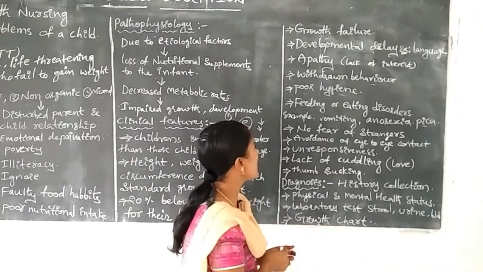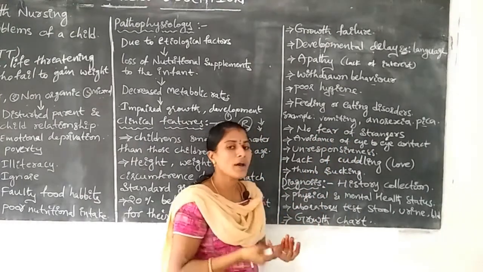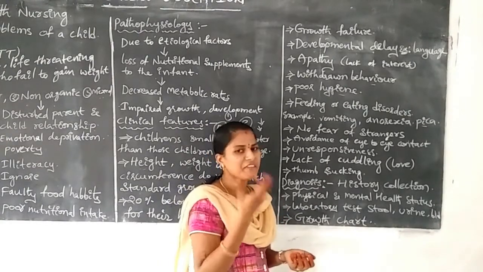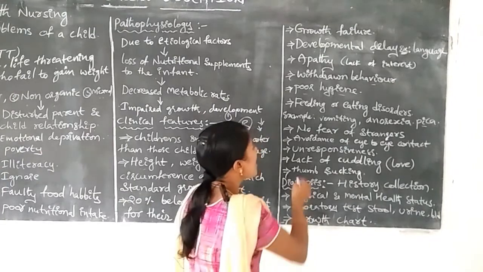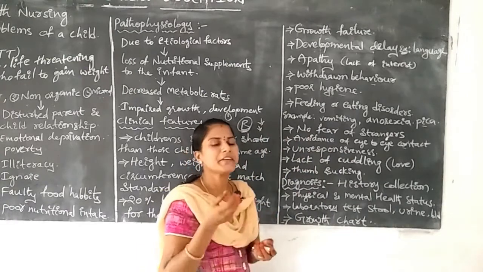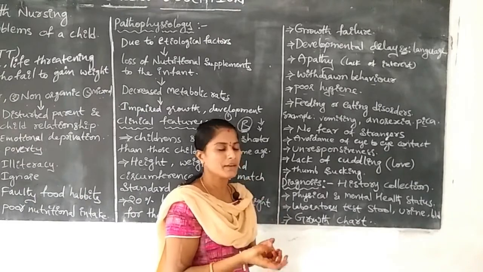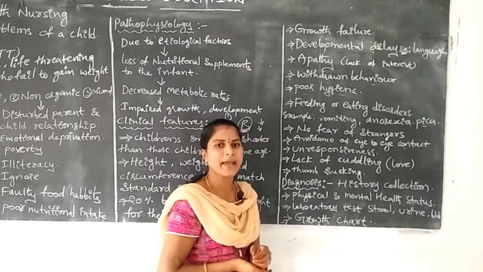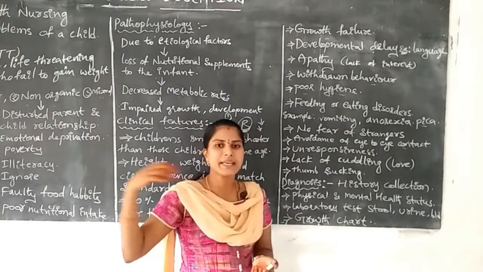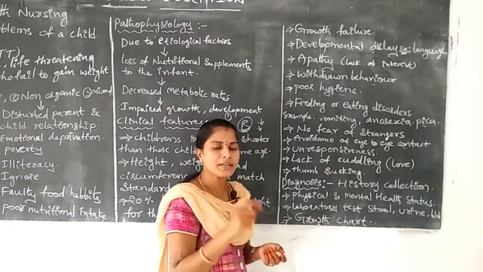Next is no fear of strangers. Here, even if a higher authority or higher person is there, or they are beating me, they do not have any fear. Next is avoidance of eye to eye contact. When you are communicating with the infants, they do not maintain eye to eye or face to face contact. While you communicate on one side, they look to another side. They do not maintain particular eye contact with you.